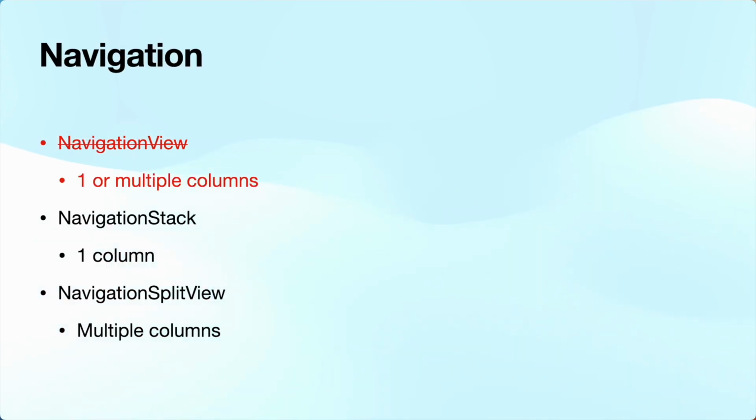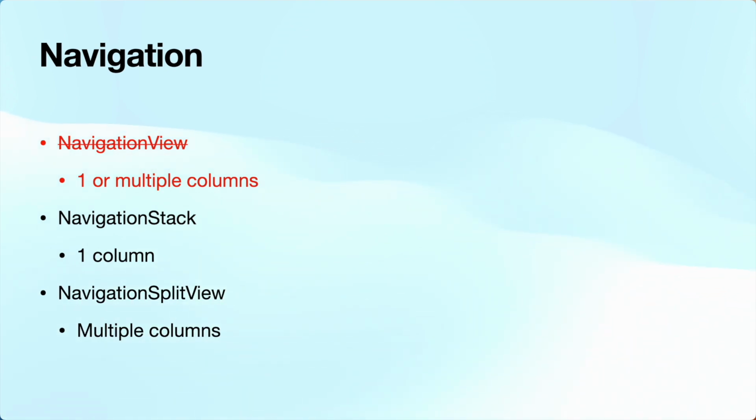Okay, so navigation. There's something called navigation view, and it worked with one or multiple columns. Apple introduced this in the very first version of SwiftUI, and now that we're on the third iteration, they've decided that that is not the best approach. And so they are replacing it. It will not be available in the next version of iOS, macOS. And so instead, the one navigation view, they actually replaced with two different kinds of views.